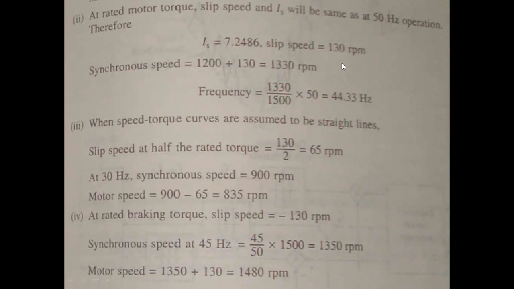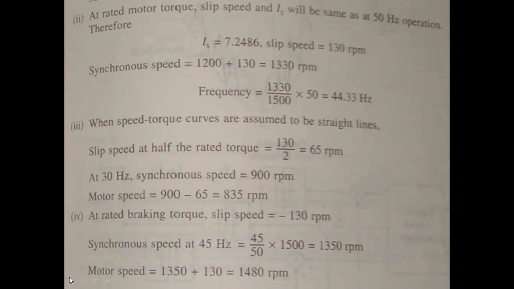At this, we have to find out the frequency. So F2 by F1 into normal F. Okay, so N2 by N1 into normal frequency. So 1300 RPM by NS 1500 RPM into 50, that is equal to 44.33 Hz. So this is the frequency and the inverter current will be same. At rated motor torque for a speed of 1200 we found the frequency is 44.33 Hz.